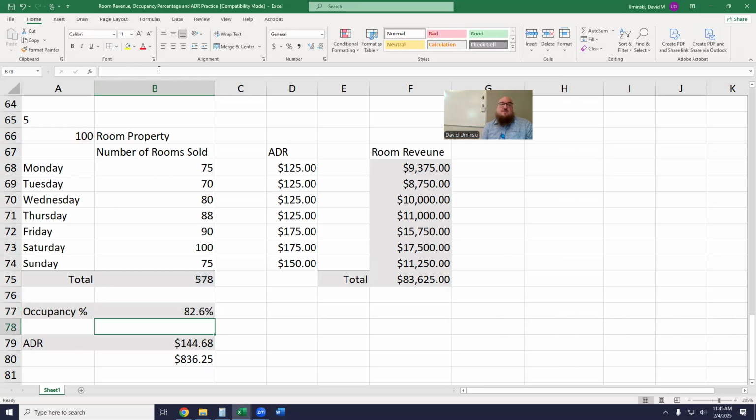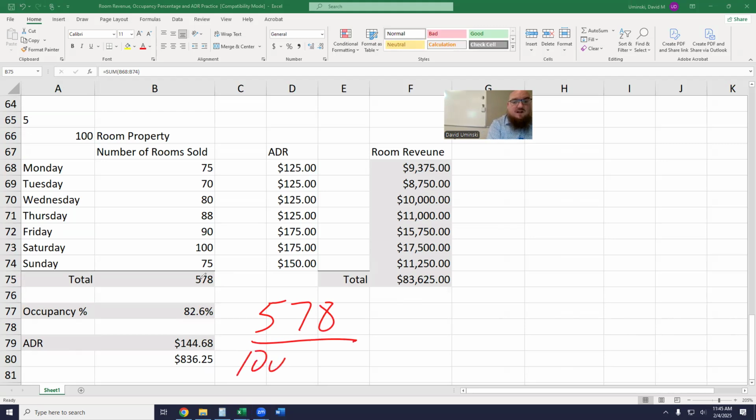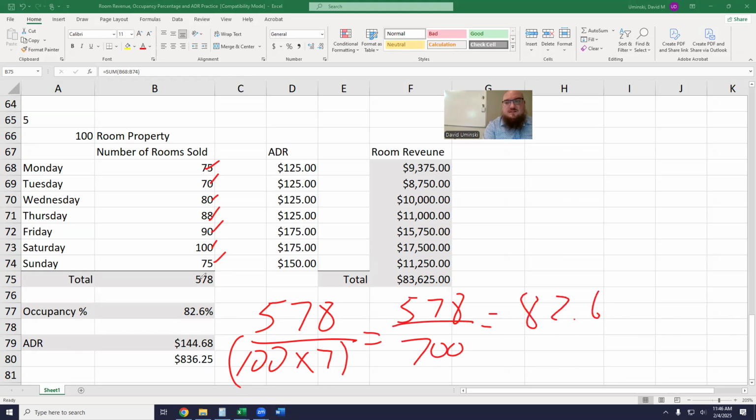Okay, we first have to multiply this. What is 100 times 7? 700. Obviously 700 rooms, right? So we're going to divide this 578, divided by 100 times 7, because we have 7 days. So that equals 578 divided by 700, and that equals 82.6%. Okay?